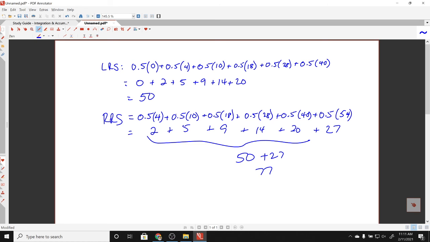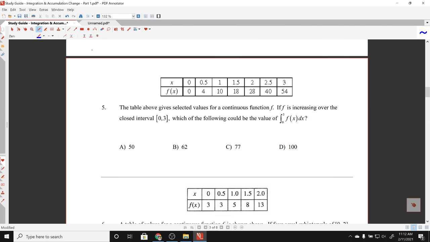Because this is increasing, I know 50 is an under approximation. I know 77 is an over approximation. So my answer must be between those two values. So therefore 62 is the answer. The other thing you can do is average the two. 50 plus 77 divided by 2 gives me 63.5, which is a closer approximation. That's the trapezoidal sum. So either way, we see that we get an answer of 62. Okay. Look out for the second video where I'll go over numbers 6 through 10.